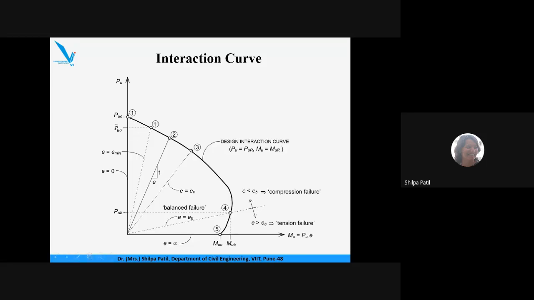So this is the first case. Corresponding to this particular point, the Pu value and Mu value we can find out for eccentricity equal to 0. Now the second case is the one in which our xu value is greater than d. Sorry, this is the third point. I will go one by one. First point we have already discussed. So point 1 corresponds to the condition of axial loading with eccentricity equal to 0.